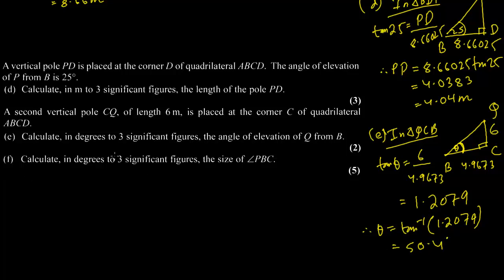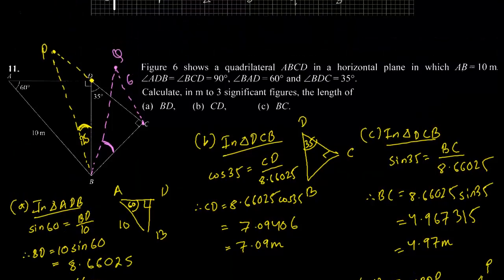Question number F. Calculate the angle of PBC. So we now have P above the ground, B on the ground, and C. So we have a different sort of triangle now. This is above the ground, and this is going on the ground, and this is also going towards the ground. So this is the triangle that we have, PBC. For this triangle, finding the angle PBC, we need BC.